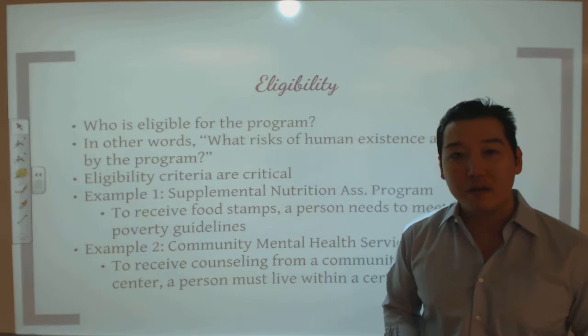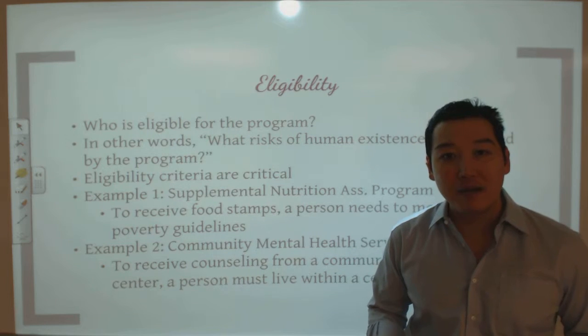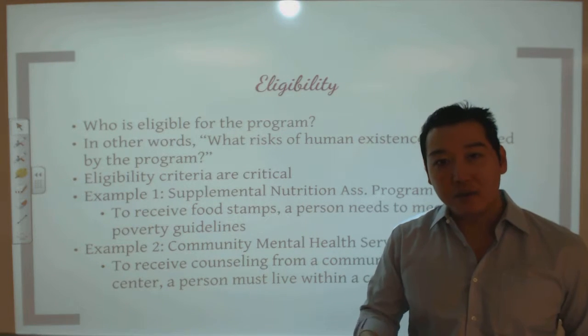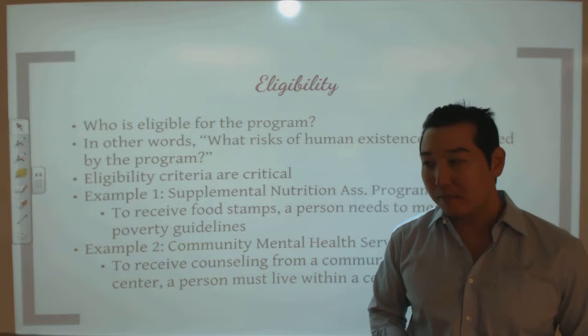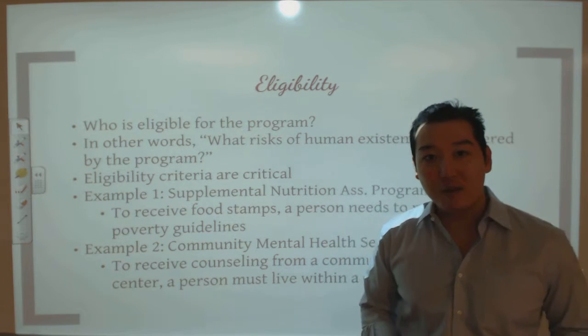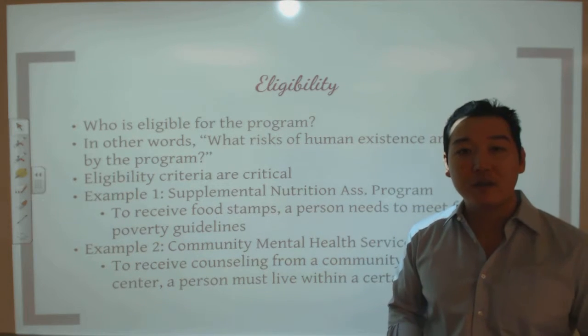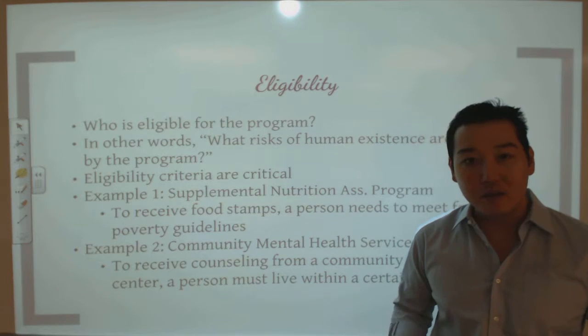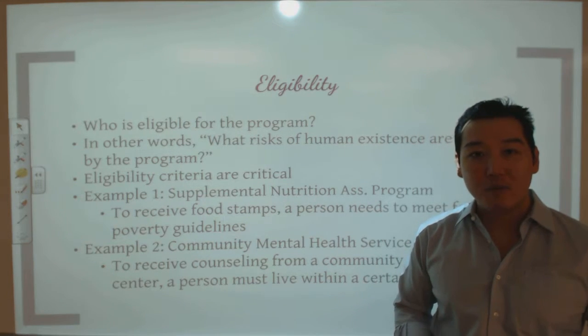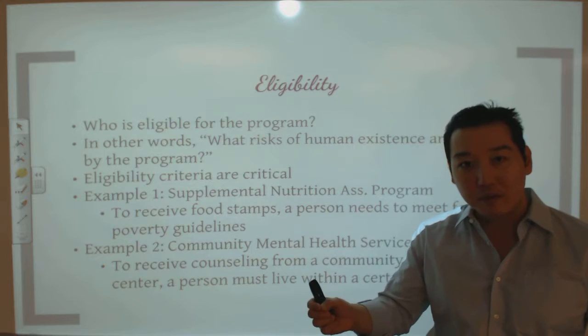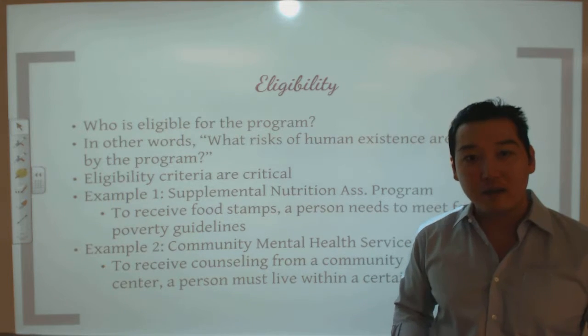So the SNAP program, certainly you have to meet federal poverty guidelines to be eligible for SNAP, for food stamp assistance. And then you might have community mental health services that are offered, and one may attain eligibility on the basis of residing in a particular jurisdiction or a particular area. You may need to live in a particular area to qualify for services from that agency.